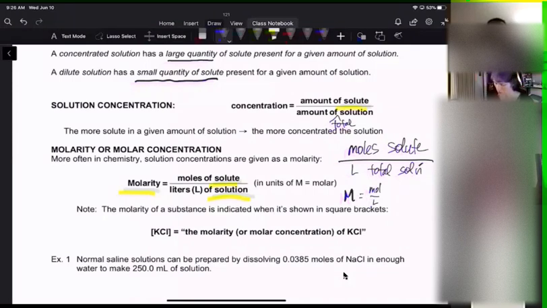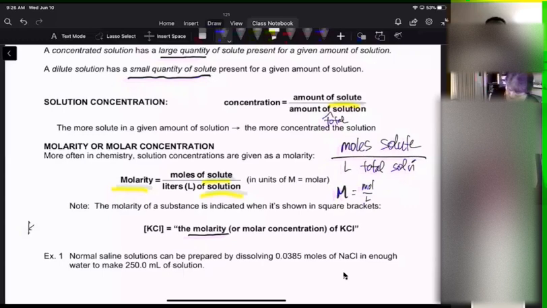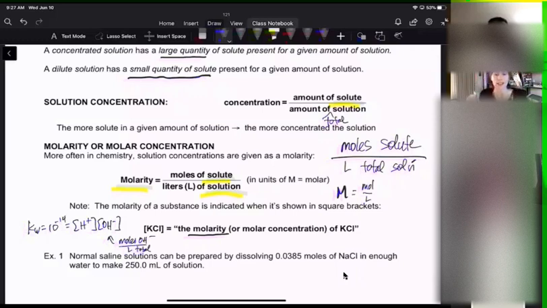Now we see these square brackets. That implies molarity. So when we looked at our acid-base reactions and we said, okay, Kw was 10 to the minus 14th, and that was the H plus times the OH, that implies that these are molarities. This is moles of OH per liter total because of the square brackets. Okay, so let's do a couple calculations and get comfortable with molarity.